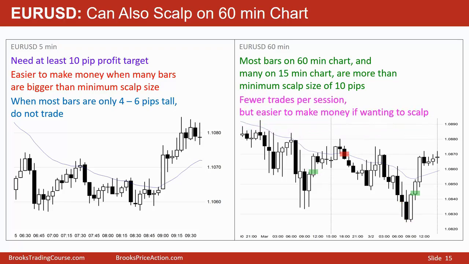so reasonable to scalp. Should you be scalping for 10 pips on a 60-minute chart? Rarely should you ever do that. However, you often scalp for 50 pips on a 60-minute chart or on a 2-hour chart or a 3 or 4-hour chart.